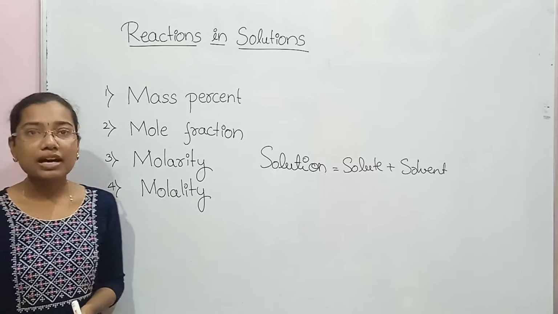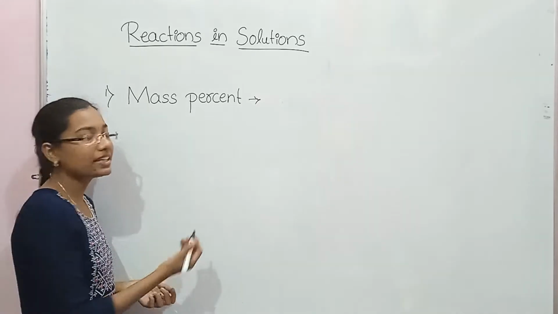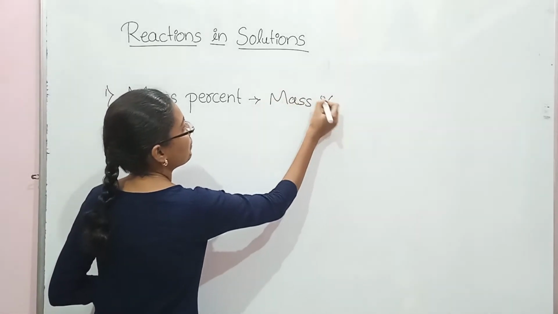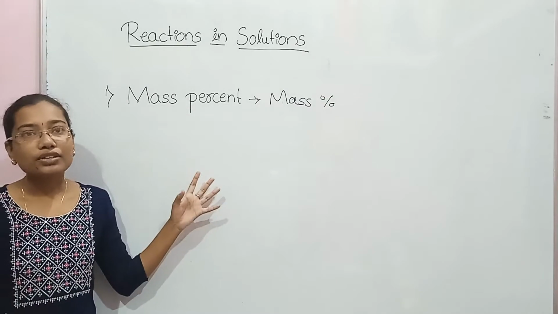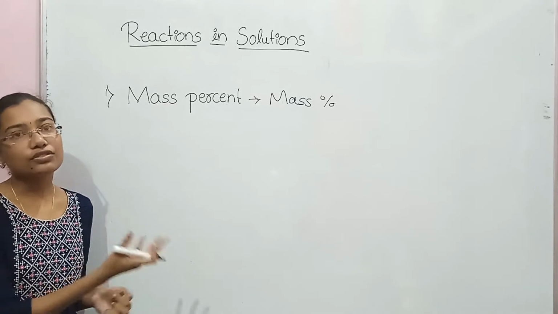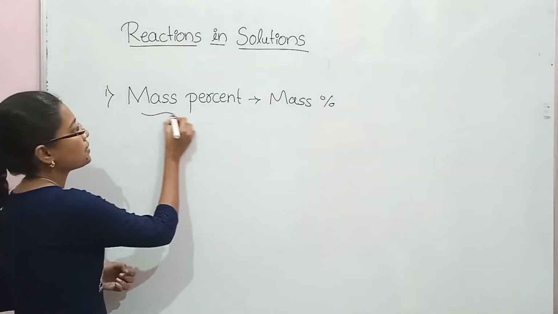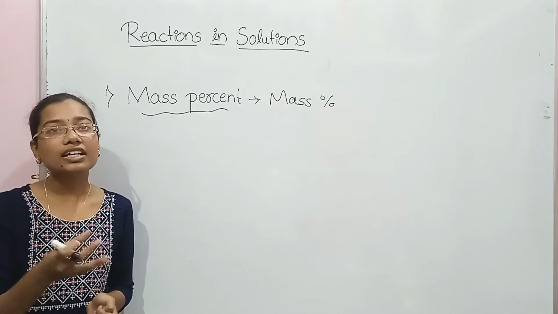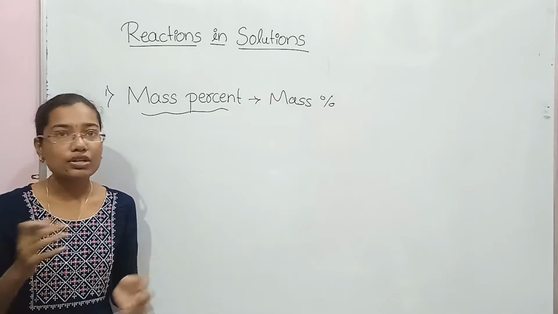First we'll start with mass percent. Okay. First one is mass percent. This can also be written like this, mass and percent. It is also one of the ways of representing the concentration of any of the elements present in any solution or component. Okay. Here what do you mean by mass percent? It tells about what is the mass percent of the element or the solute present in the total amount of solution.